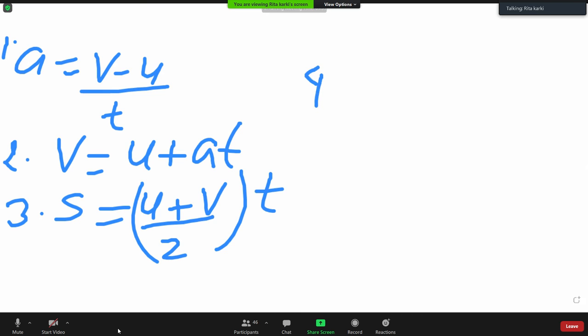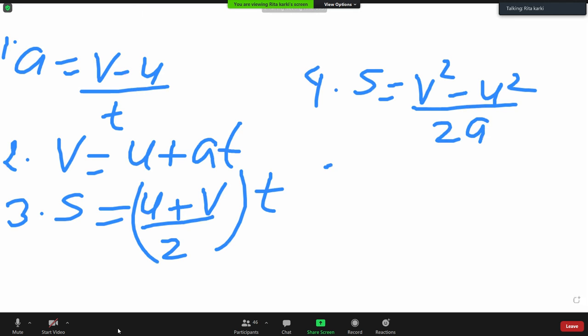Equation number 4: s is equal to v square minus u square upon 2a. And finally, equation number 5: s equal to ut plus half at square.